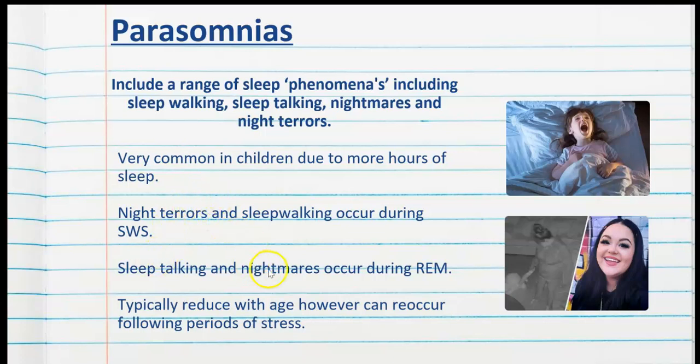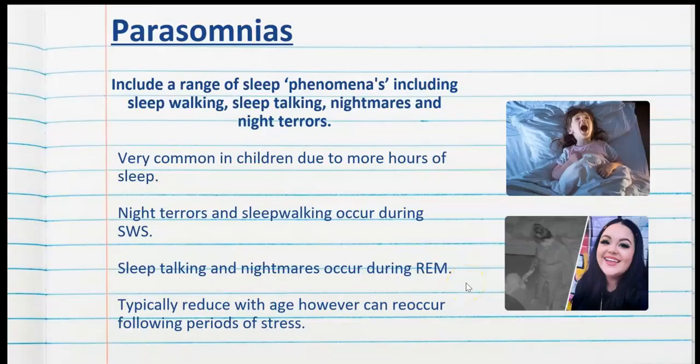Whereas sleep talking and nightmares occur during REM sleep, which is our dreaming sleep, which again is quite common. Most of us sleep talk whether we realize it or not, and we all have had nightmares or will have nightmares as we get older. Hopefully not very often, but typically it happens during REM sleep. Like I said before, these typically reduce with age, however, can reoccur in adults following periods of stress or illness or injury. So those are the main sleep disorders and parasomnias as part of this topic.